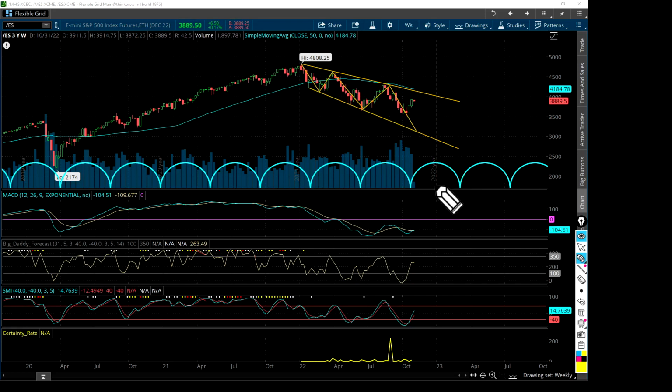Anyway, looking at this from a natural perspective, it may come down and do some other stuff, but I think it's probably going to break above this trend line. That's what this looks like to me. It's going to be strong all the way to late December, maybe even a little bit into January. So that's what I think is going to happen here. I think we're going to get up into the 4100s.